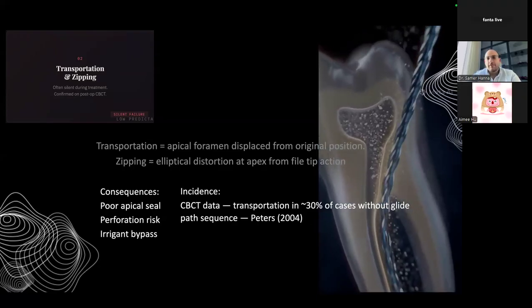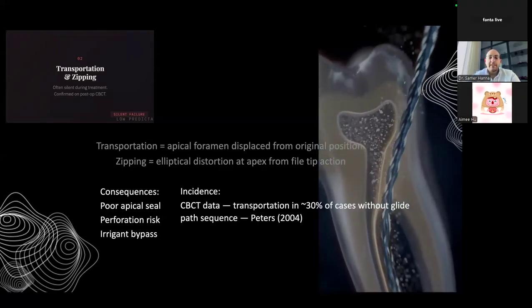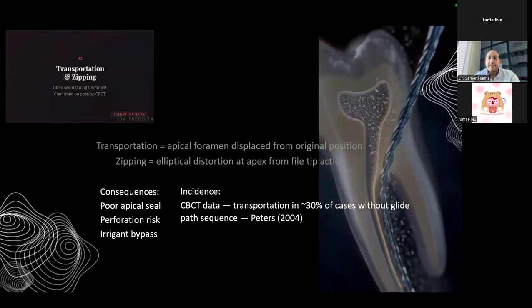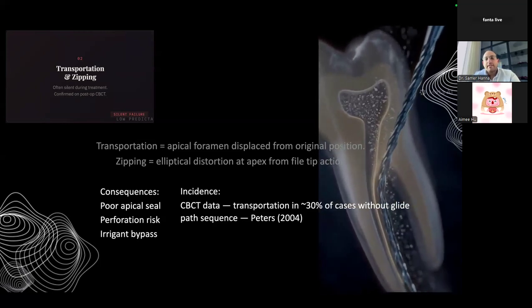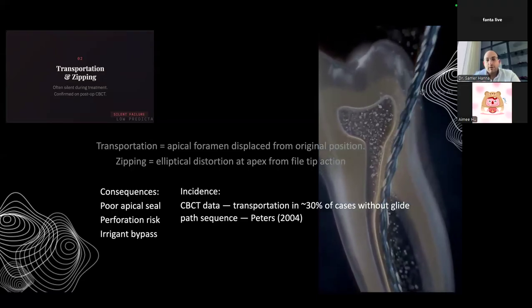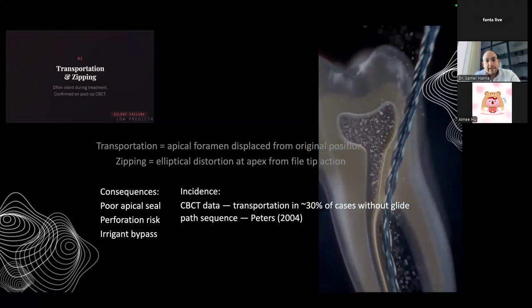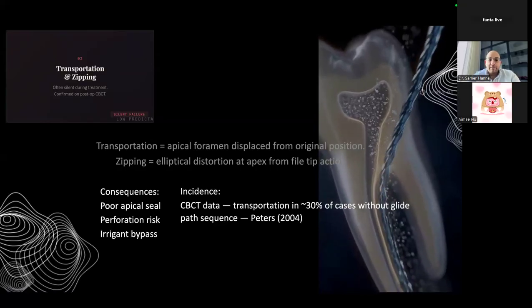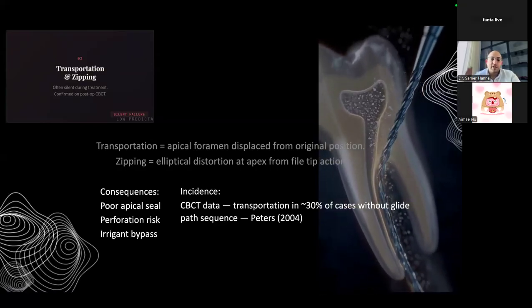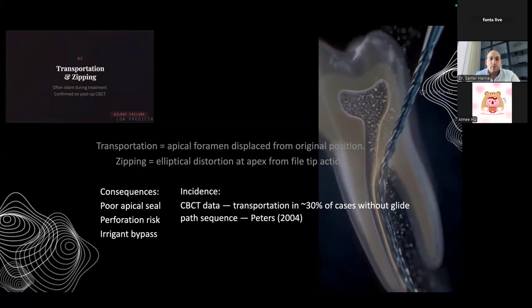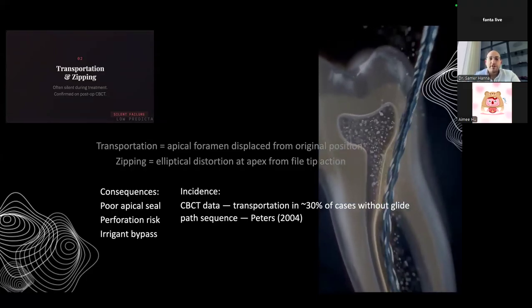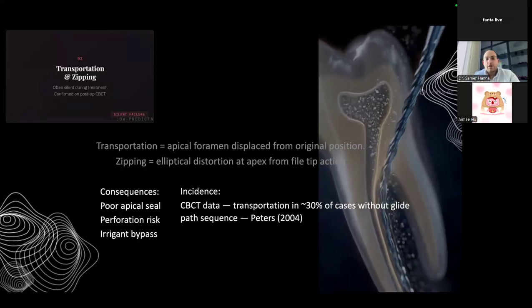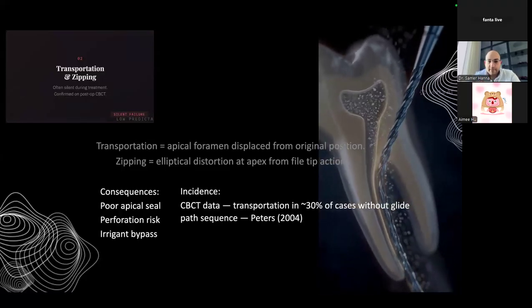The consequence of such transportation or zipping is a poor apical seal, as all our GPs are cone-fitted similar to our files. So when we put them in, we do not really seal the rest of the canal. We can have a perforation risk: when we have transportation, we are thinning the dentine wall, and this will cause a perforation risk. And irrigation bypass: as the apical constriction is destroyed, later on we can have the irrigants passing through there.